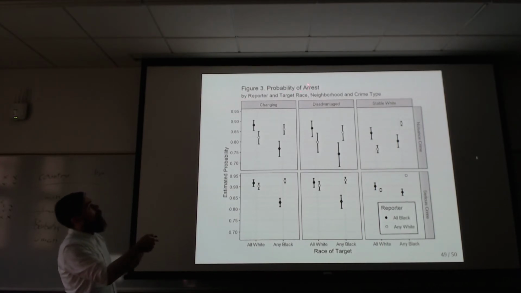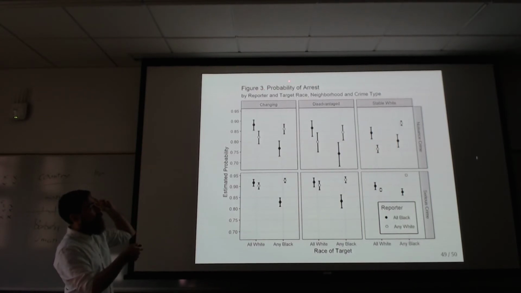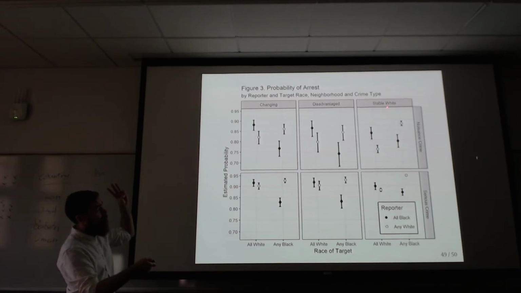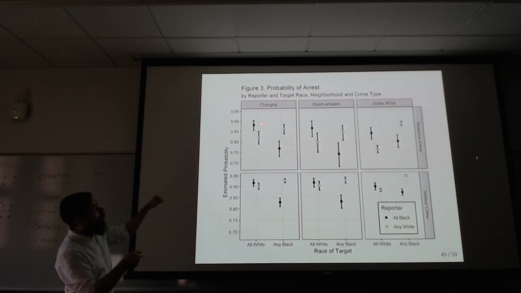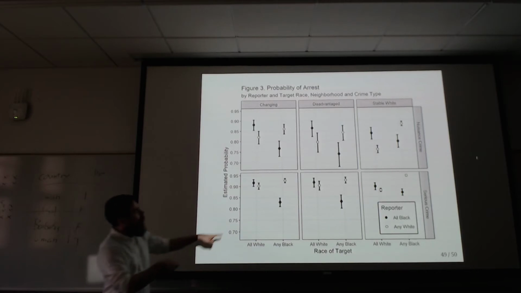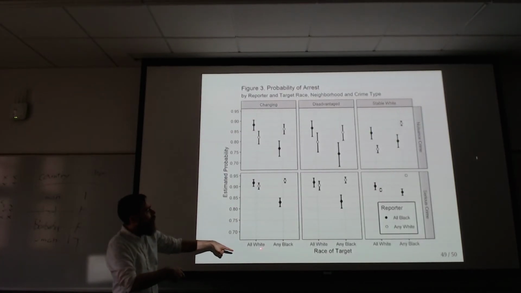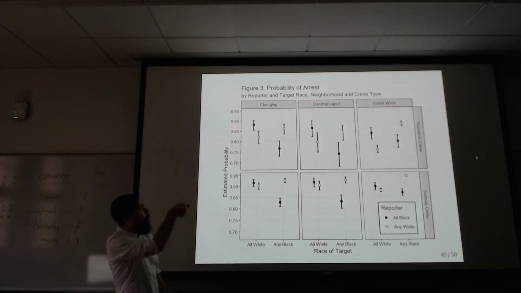So this plot is probability of arrest by the race of the reporter, the race of the person the police were called on, the type of neighborhood, that is changing, disadvantaged, or stable white neighborhoods, and the type of crime, which is serious crime versus nuisance crime. Reporters are black reporter, white reporter. The people who the police were called on are either white or black. So race of target down here and probability on the left.